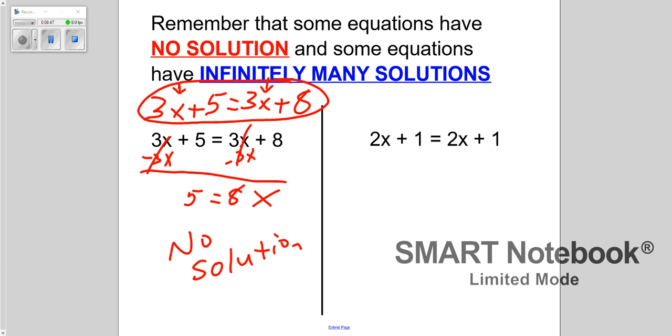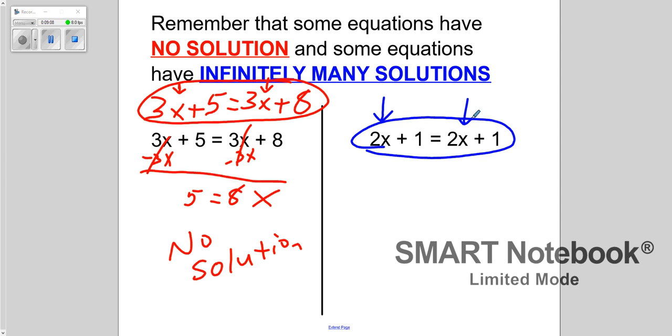Same idea in this other one. We learned in Unit 1 that you can stop here, because no matter what number you plug into the x, you're doing the same exact thing on both sides. You're multiplying it by 2, and then you're adding 1. So I can pick any number that exists, plug it in, multiply it by 2, and add 1, and it's going to be exactly the same on both sides.